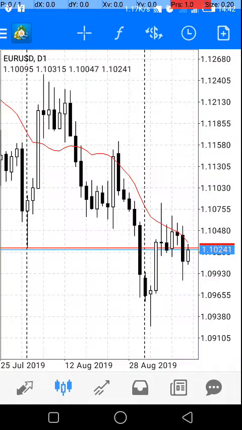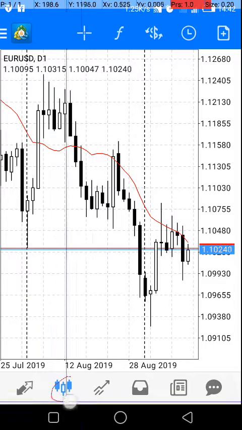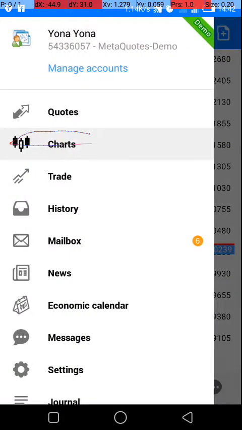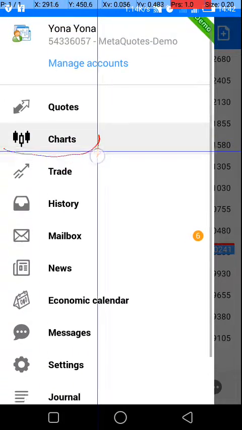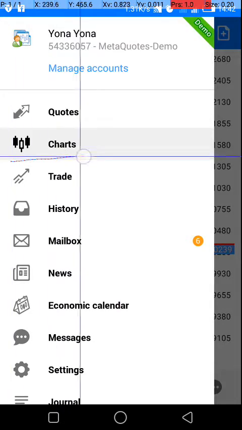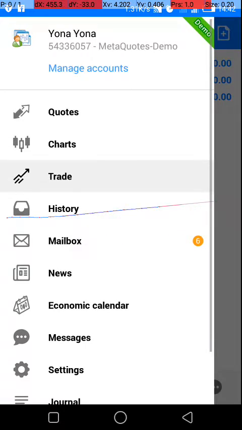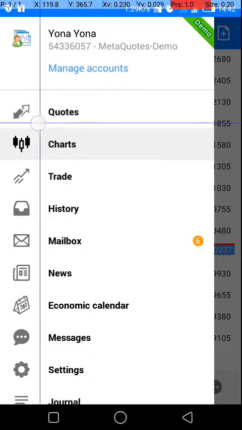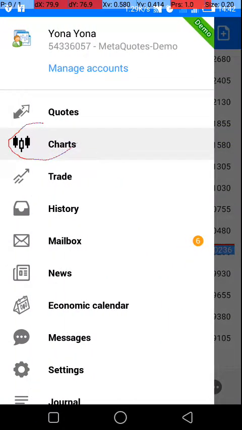So let's go to charts. Tap here from the bottom navigation. We have chart from the drawer here. Can't draw. Yeah, this one. You see this one. Yeah, that one, charts.